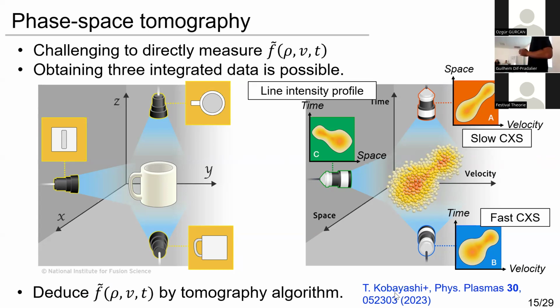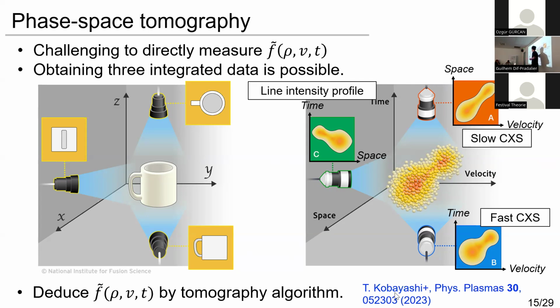So by combining these different data, we try to deduce the original structure of F2. Let me show an example of three-dimensional tomography in real space. So we have our object here. Then we have three different layer sides having three different two-dimensional images. By combining the three images, we can try to depict the original structure in three dimensions.